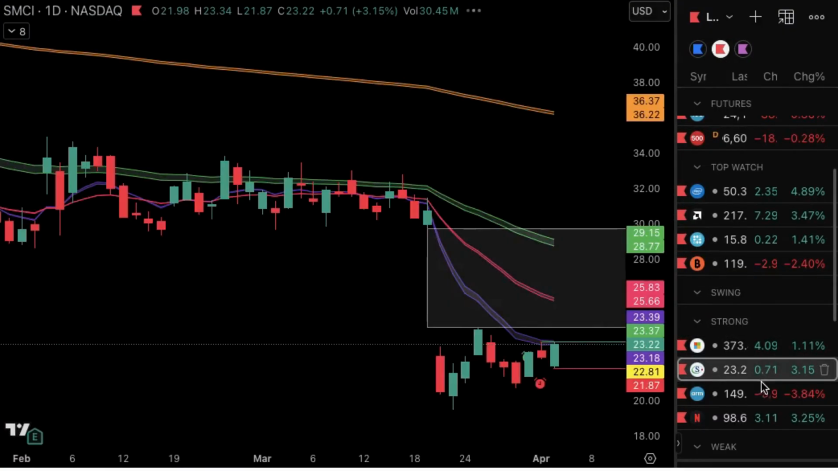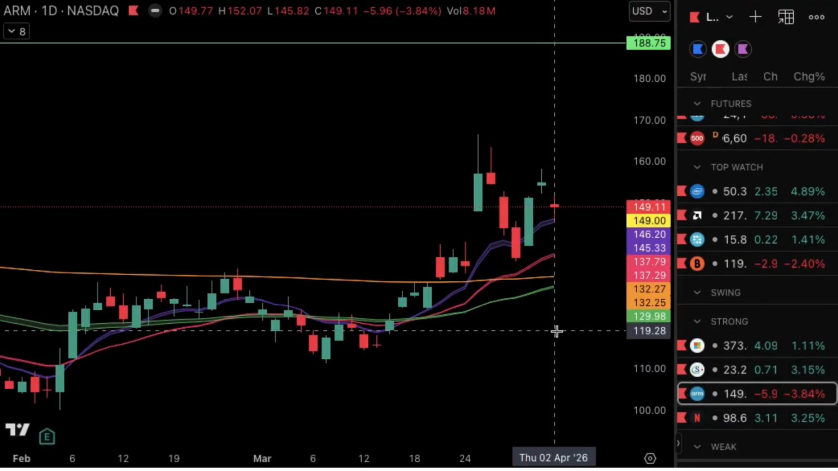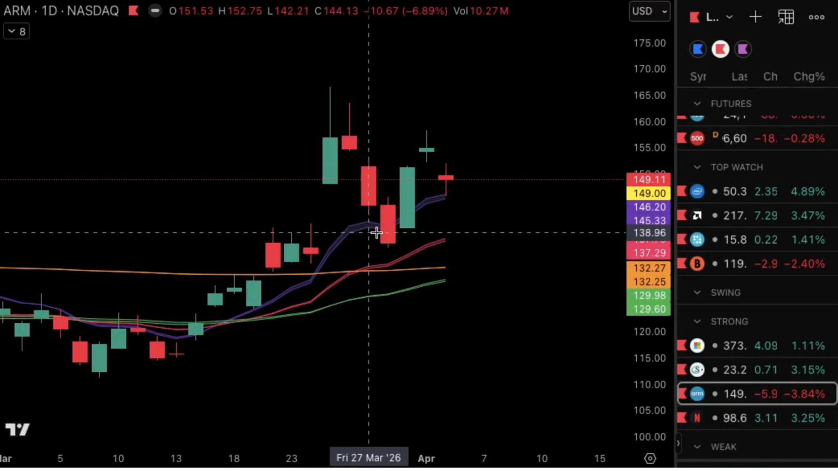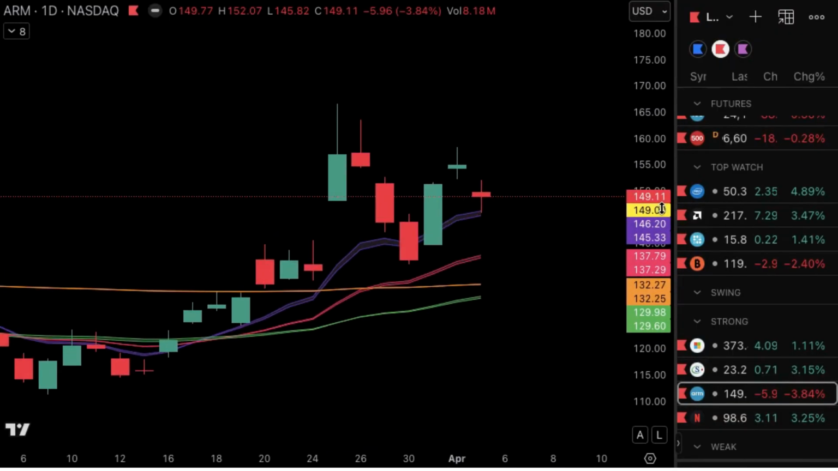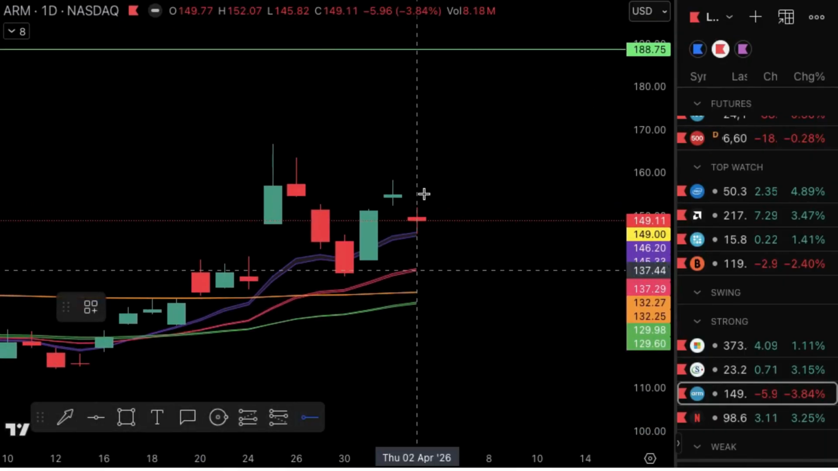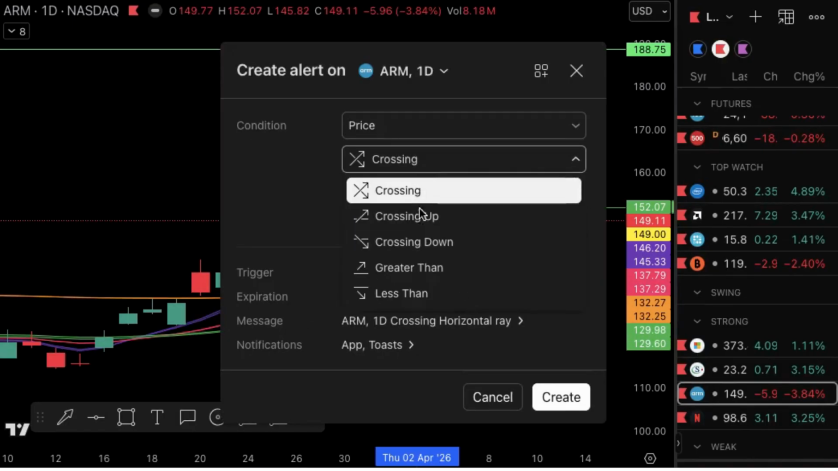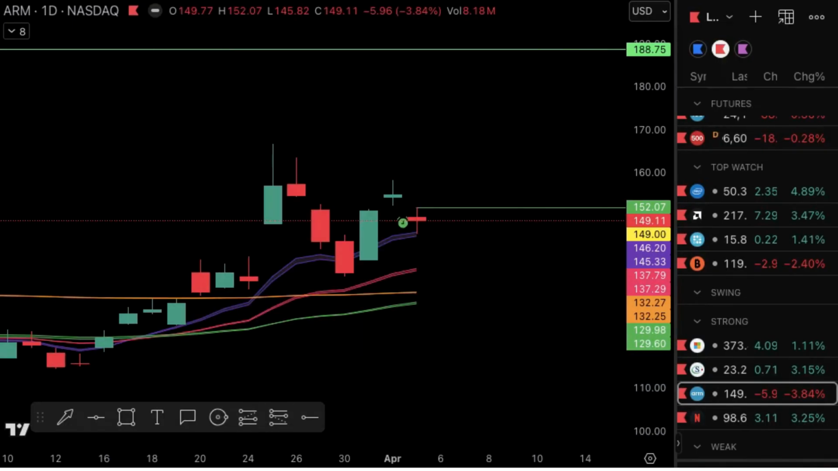Microsoft, took a look at SMCI. ARM has been pretty strong lately. It came down, kind of retested this daily 9 EMA, the daily 20, and then it ripped back up above this previous day high. What I'm going to look for is a break of previous day high above this candle here. So if the markets are strong Monday, then this is definitely one that I'll keep on my watch list.